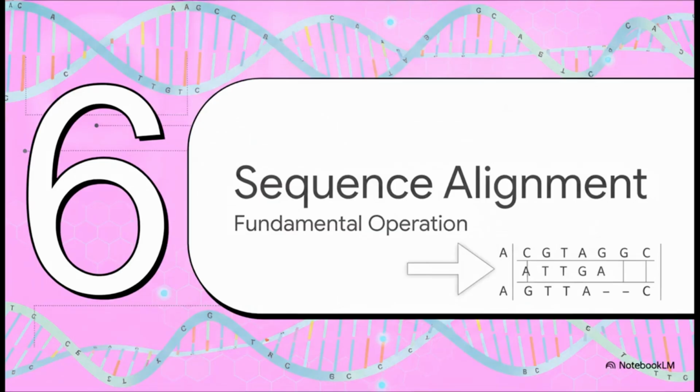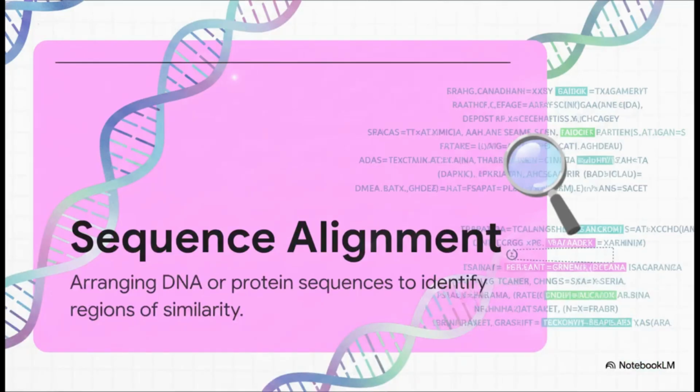Section 6. Decoding sequence alignment. This is arguably the most fundamental operation in all of bioinformatics. So what is sequence alignment? Basically, it's arranging DNA or protein sequences to identify regions of similarity. By literally lining up the code, researchers can see if there's a functional, structural, or evolutionary relationship between different organisms. Think of it like taking two sentences, putting them side by side, and seeing if they were copied from the exact same original source document.